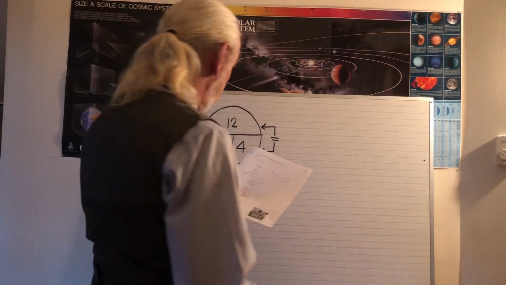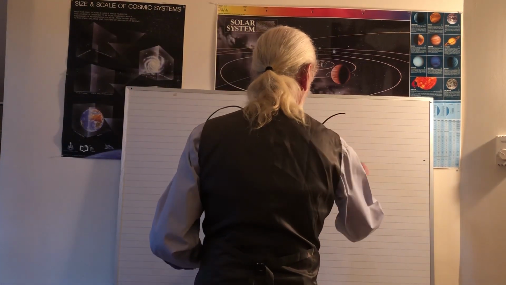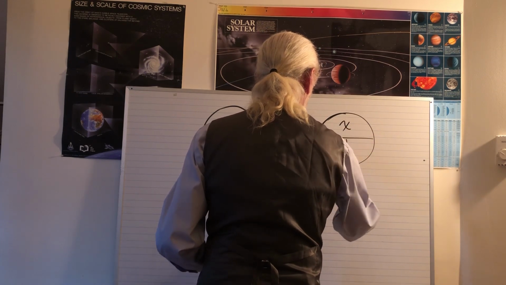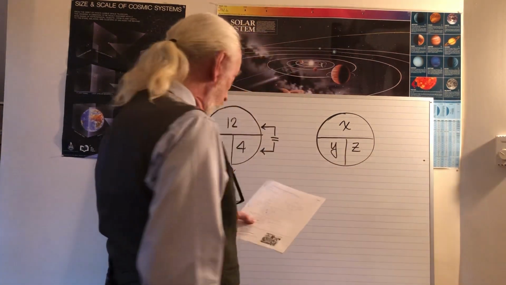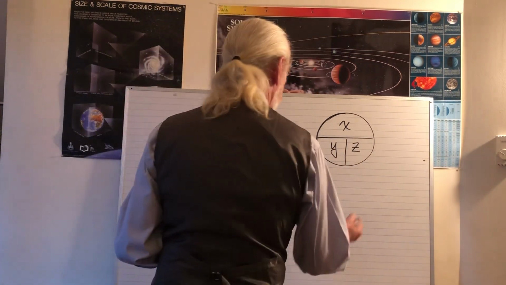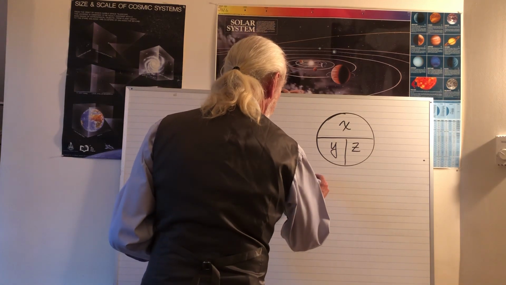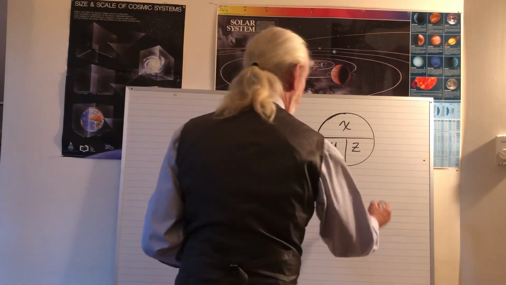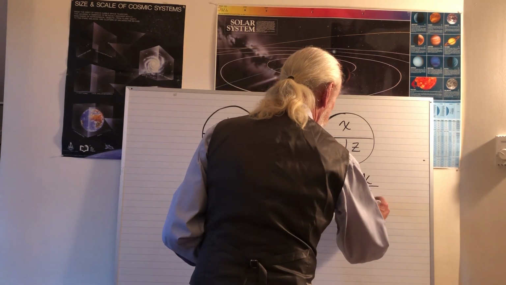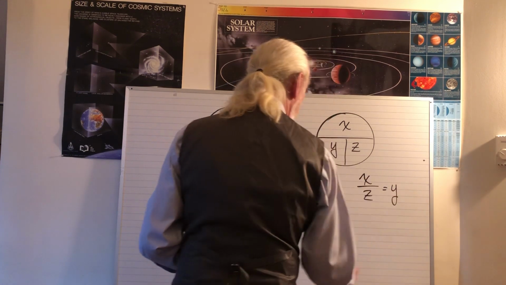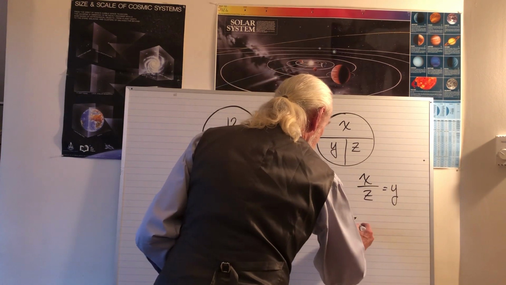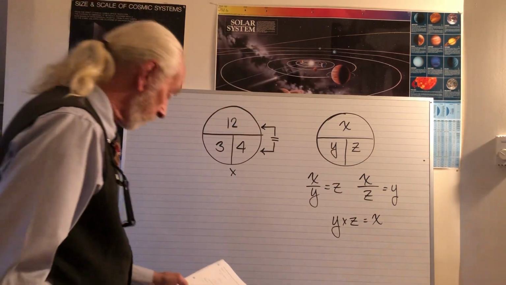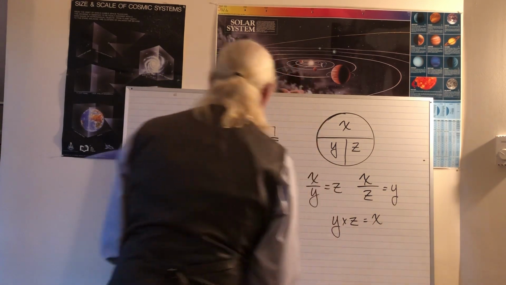So, for another example, let's say that we have this: x, y, z. So now we can look at that and we can see that x over y equals z. x over z equals y. y times z equals x. And we can expand it.